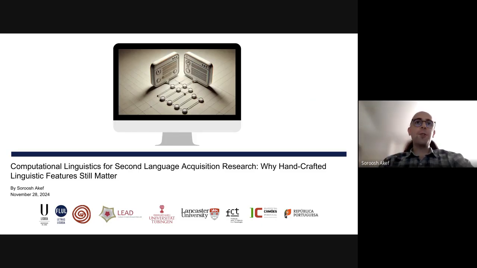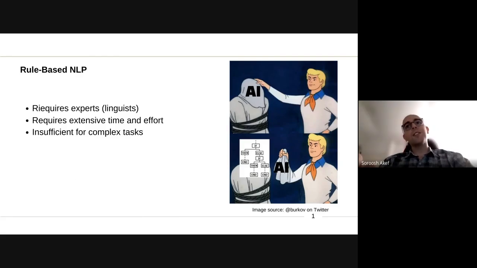So, if you're familiar with computational linguistics, we have two techniques in general. We can have data-driven techniques, where we have lots of data, we feed machine learning models the data, and perhaps we can do it in an end-to-end fashion, and then we get the outputs. But then there is the rule-based approach to natural language processing, and this requires experts to devote significant time and effort to develop rules that allow the machine to process the text. And of course, this is insufficient for complex tasks.